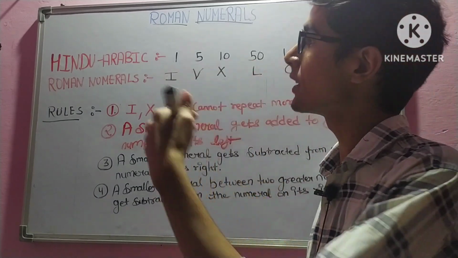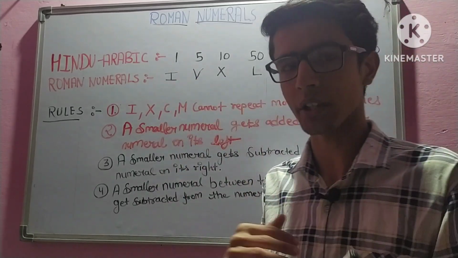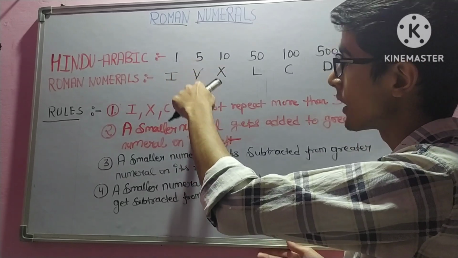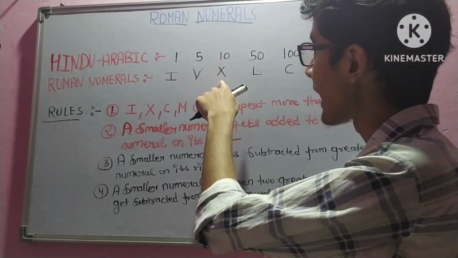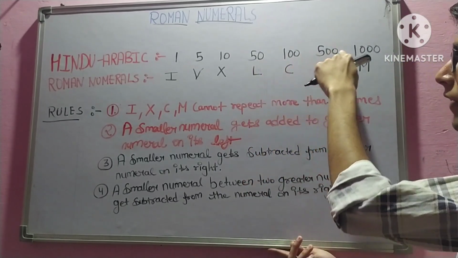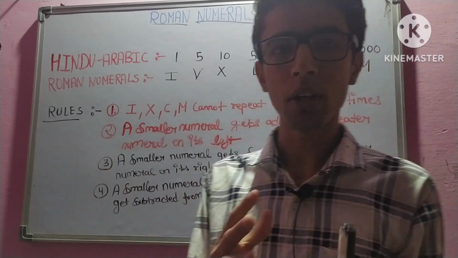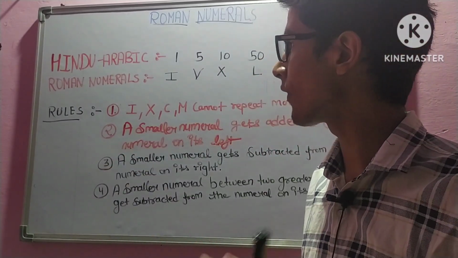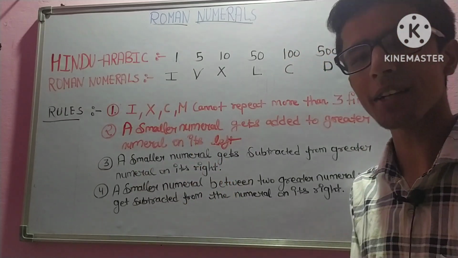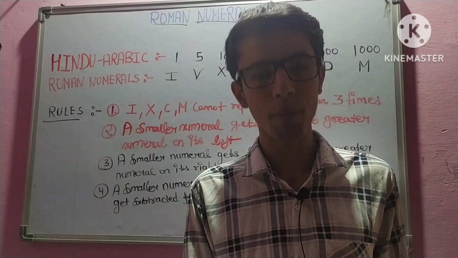If you want to change these Hindu Arabic into Roman numerals, these are the basic numbers that you have to learn. 1 we represent as I, 5 we represent as V, 10 we represent as X, 50 we represent as L, 100 we represent as C, 500 as D, and 1000 as M. So you have to learn these first, then we will start how to change these Hindu Arabic numbers into Roman numerals. There are some basic rules that you have to learn before changing Hindu Arabic into Roman numerals.